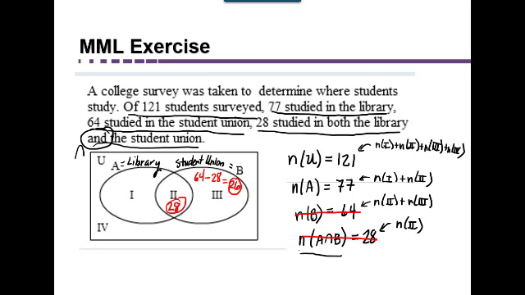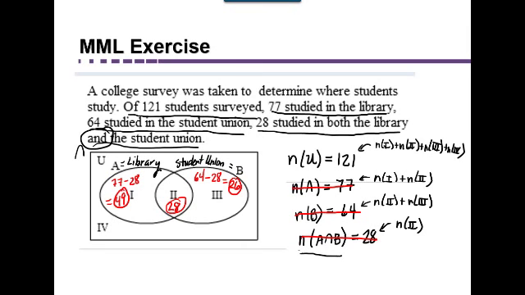Now let's talk about set A. Set A is regions 1 and 2. It has 77 elements altogether. We've already accounted for 28 of them. So 77 minus 28, well, let's see, 77 minus 27 would be 50. So it's one less than that, so it's going to be 49. So there are 49 in region 1. So we've used that fact.